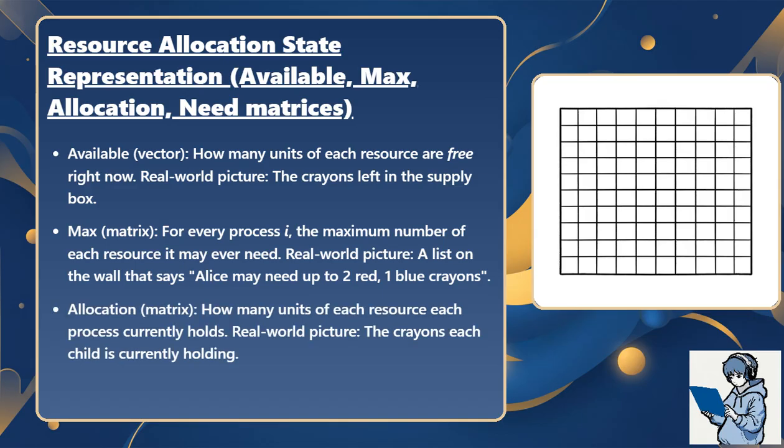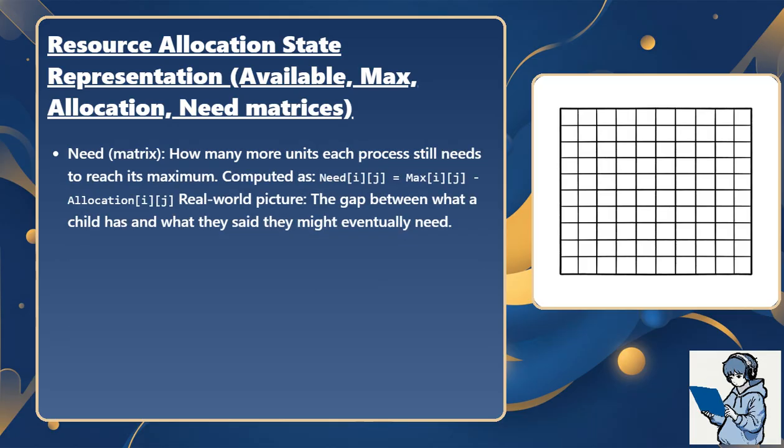Allocation matrix: how many units of each resource each process currently holds. Real-world picture: the crayons each child is currently holding. Need matrix: how many more units each process still needs to reach its maximum. Computed as need[i][j] equals max[i][j] minus allocation[i][j]. Real-world picture: the gap between what a child has and what they said they might eventually need.